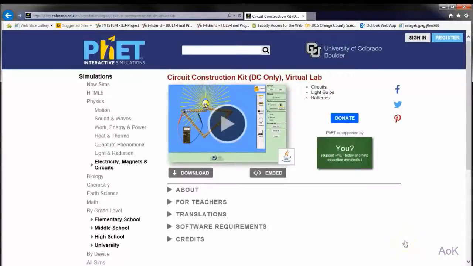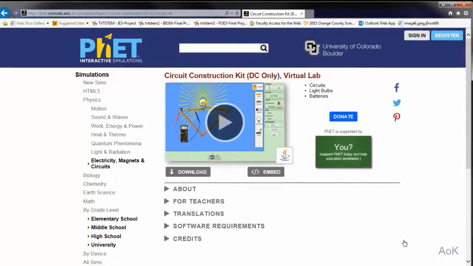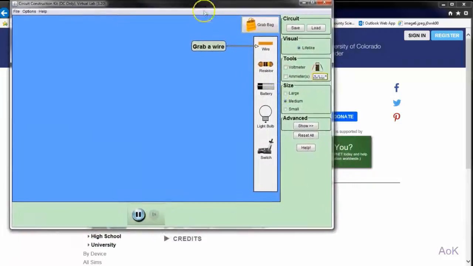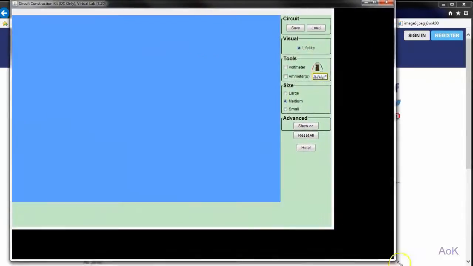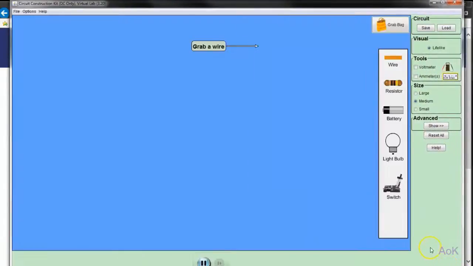The University of Colorado at Boulder has created a simulation for circuit building. Go to their website and download the circuit building kit. Once you have the kit ready, you will start building circuits using different size resistors and different values for batteries. It's very easy to do.